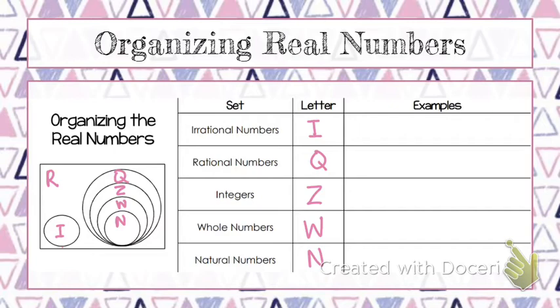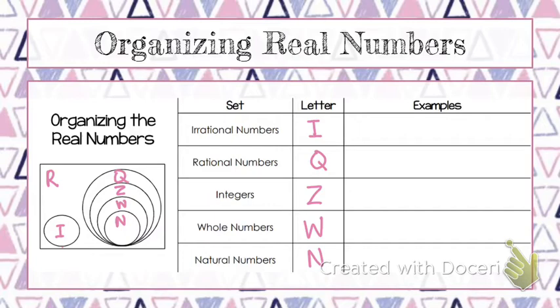So this just shows you that if a number is a natural number, that means it is also a whole number, an integer, a rational number, and a real number. So these are nested inside of each other, and this helps you identify what sets a number belongs to. So let's look at some examples of all the different types of numbers.